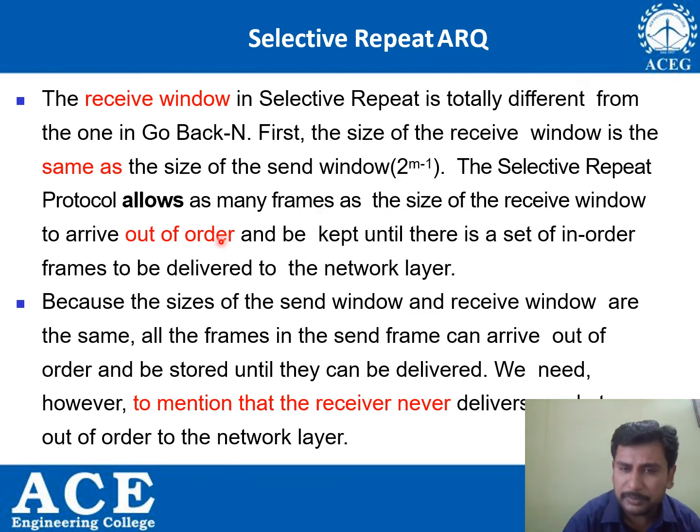So these out of order frames will be received and kept in the buffer, and all these are set in order before they are delivered to the network layer. So frames 0, 2, 3, 4, 5, 6, 7 have arrived. Then frame 1 arrives. Also it will be accepted, and the receiver rearranges all these 8 frames. Then it will forward them to the network layer. Because the sizes of the sender window and receiver window are the same, all the frames in the send window can arrive out of order and be stored until they can be delivered. But what is important? Before they are forwarded to the network layer, they have to be set into order.